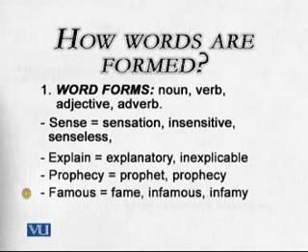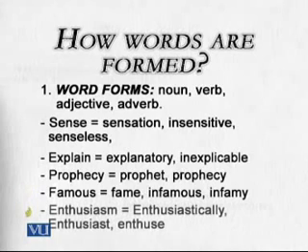From famous, you can change it into fame, infamous, infamy. And from enthusiasm, you can change it into enthusiastically, enthusiast, and enthuse. Now here, enthuse, of course, is your verb from enthusiasm. So this is how we can make words from the forms.